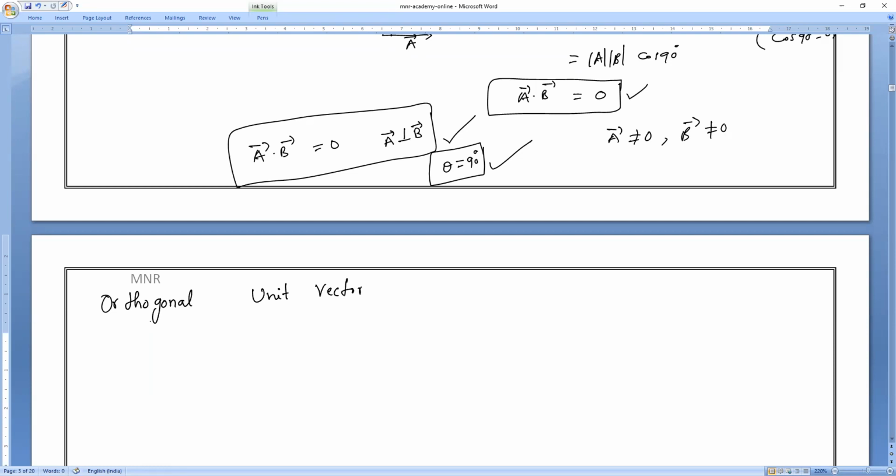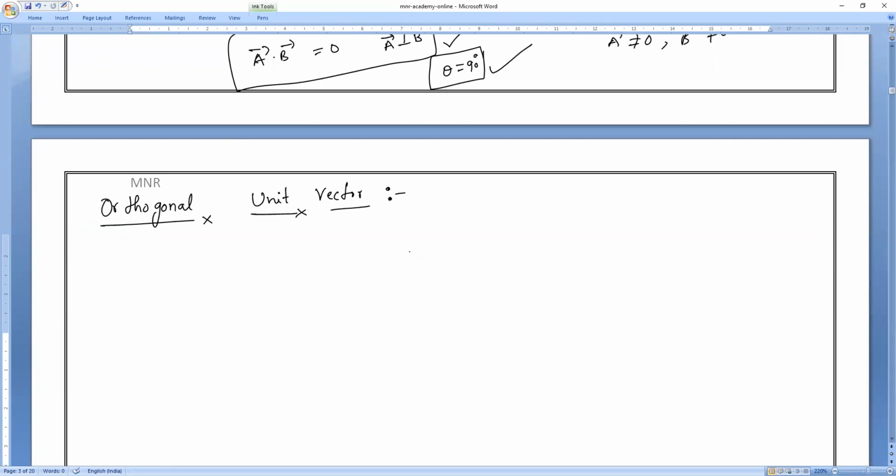So unit vector: what is the importance of a unit vector? We already know. A unit vector always gives you direction. Now let us take the three directions. If it is the x-axis, what is the direction? If it is the x-axis, what is the representation?